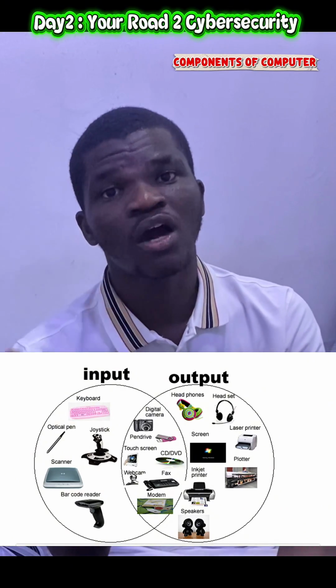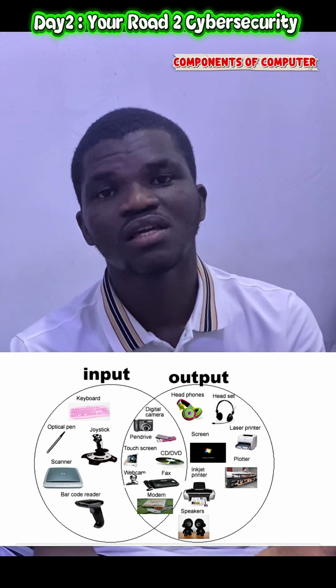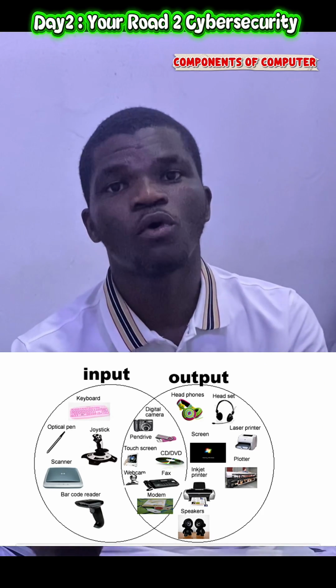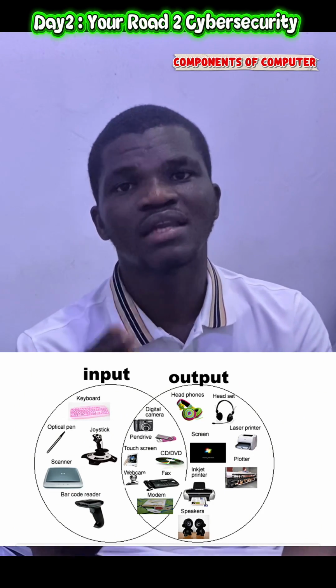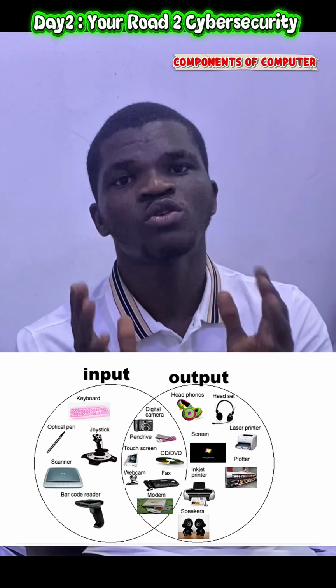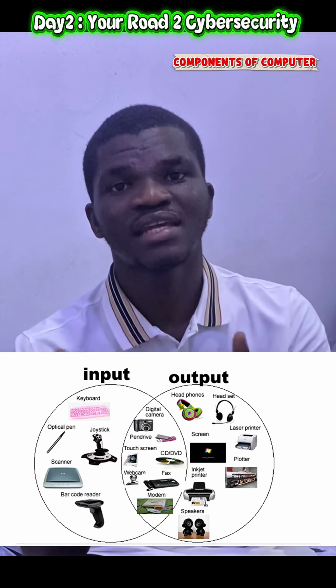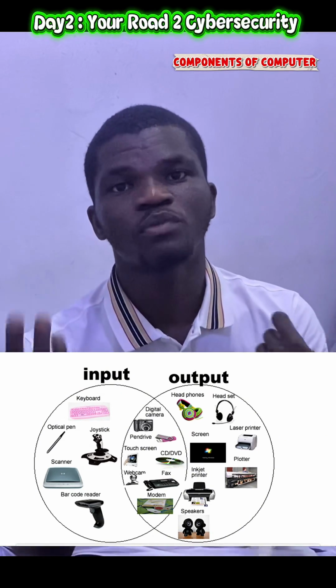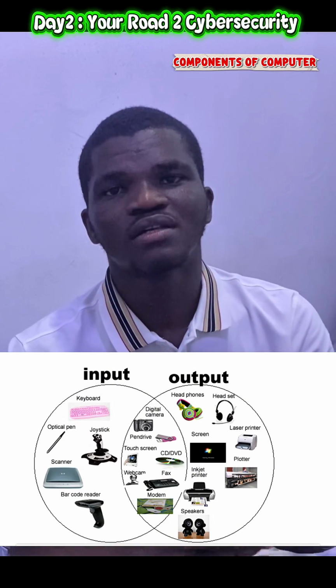Now the second one is output. Output, they are those devices wey be say that they display results for computer. Example, na the monitor, speaker, and all of that. So all those ones they be what? They be the output. And then they give out information wey computer don process. So na so the thing they be.